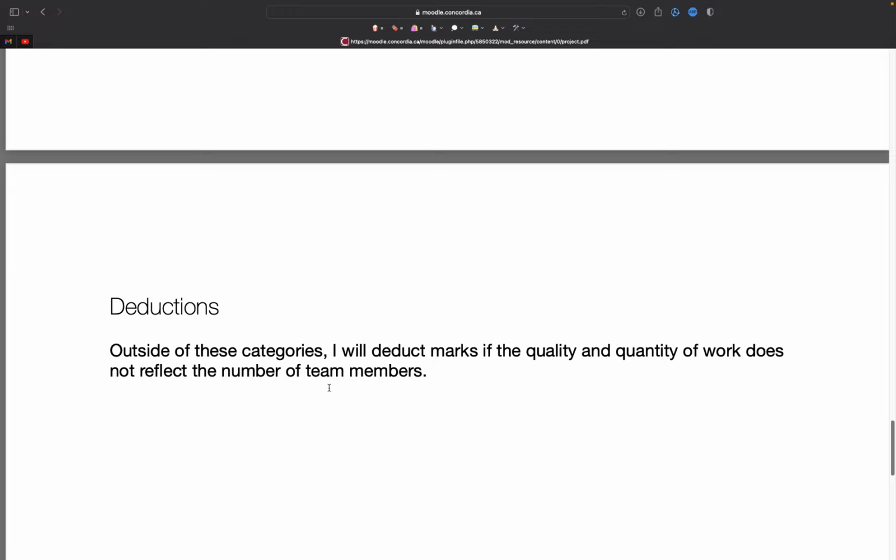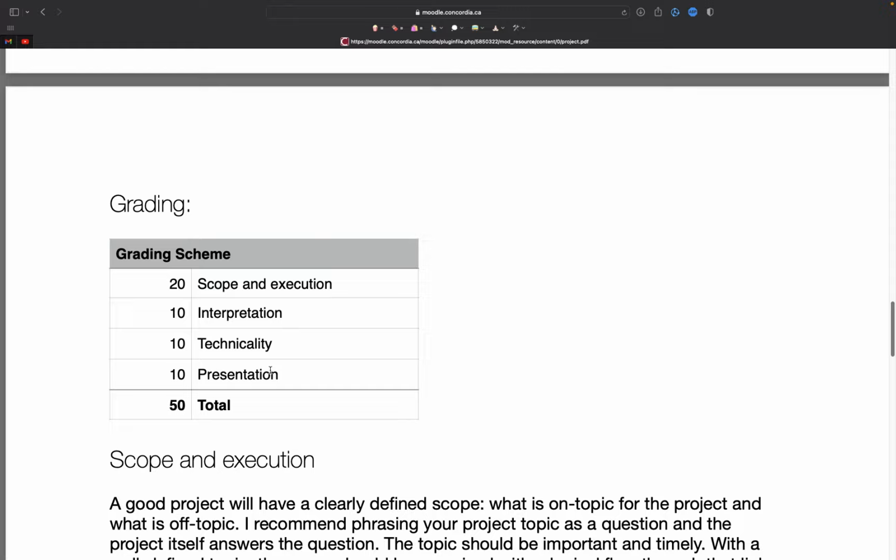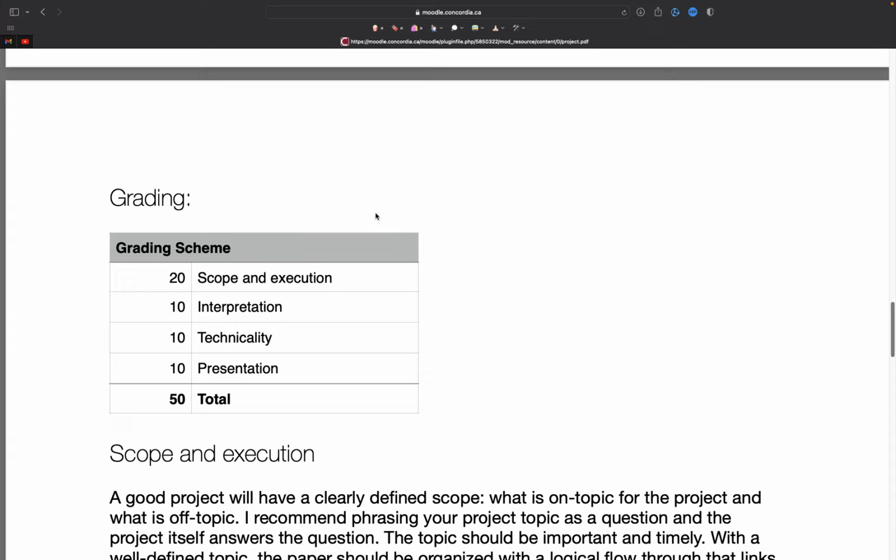And then the main deduction that I look at, that won't fit into one of these categories, is the amount of work that went into it. So if it's a group of four and it looks like a group of one, I won't necessarily take marks off from one of these categories. It will just be a general deduction.